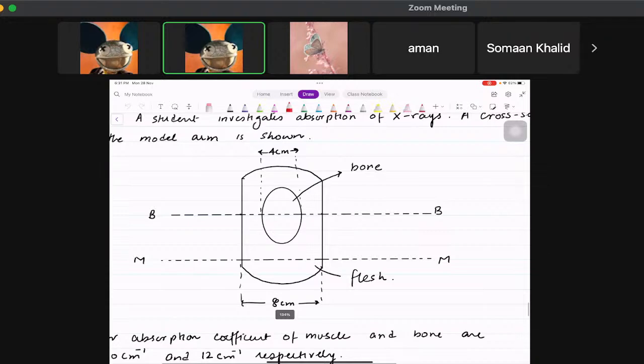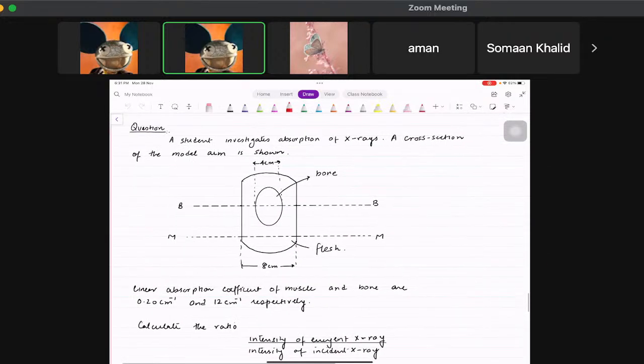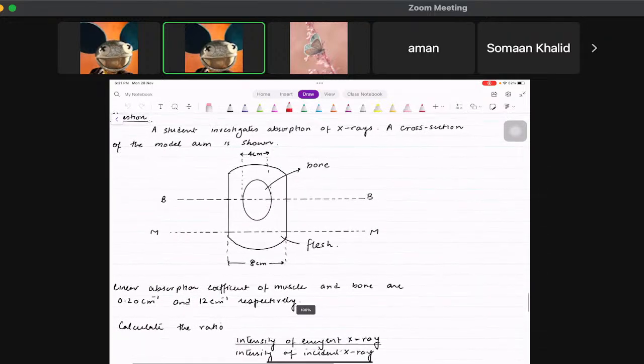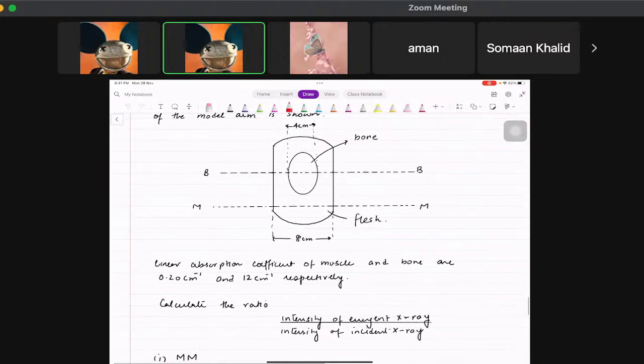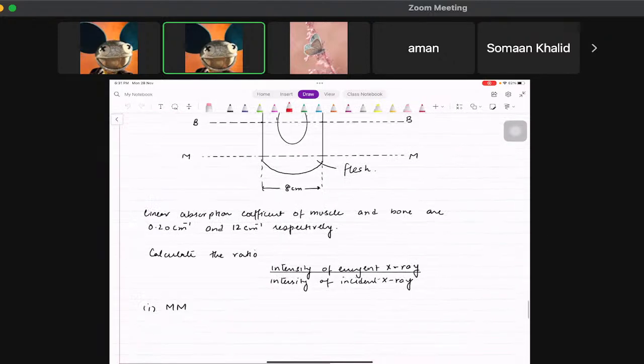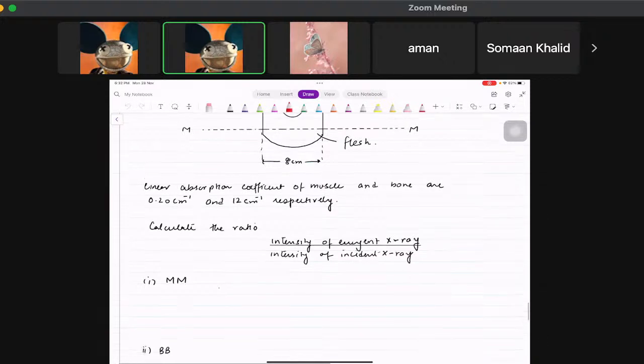All right, now with respect to that, first of all, they've given you the linear absorption coefficient of muscle and bone as these values respectively. They say calculate the ratio of intensity of emergent ray to intensity of incident X-ray. All right, so that's what we're gonna do now. Right now they've said only MM. So there's only one thing.